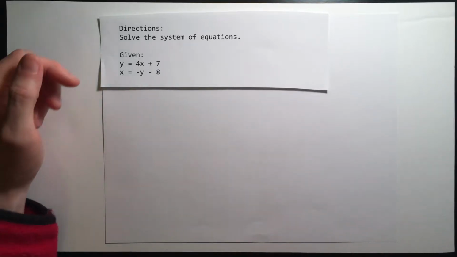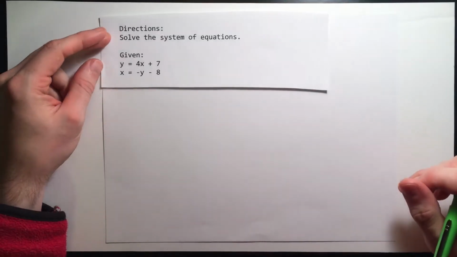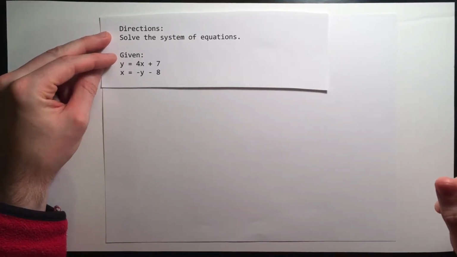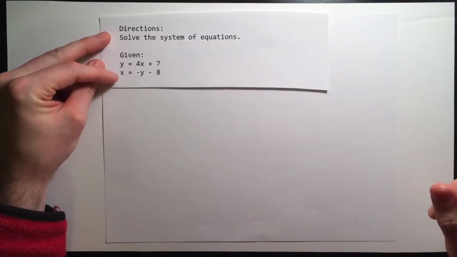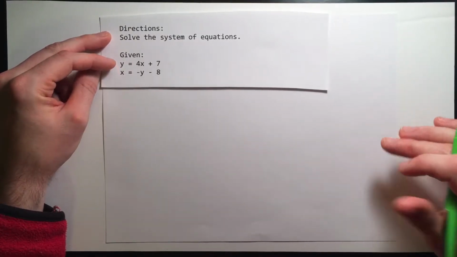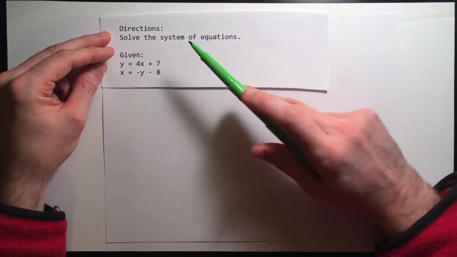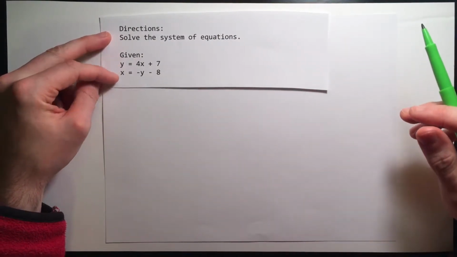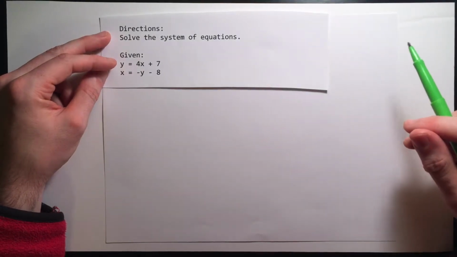We are solving a system of equations. So the directions say, solve the system of equations, given y equals 4x plus 7, and the other equation is x equals negative y minus 8. Remember that a system of equations just means that you have two equations or more. And so in this case we have two equations. That's called a system of equations.